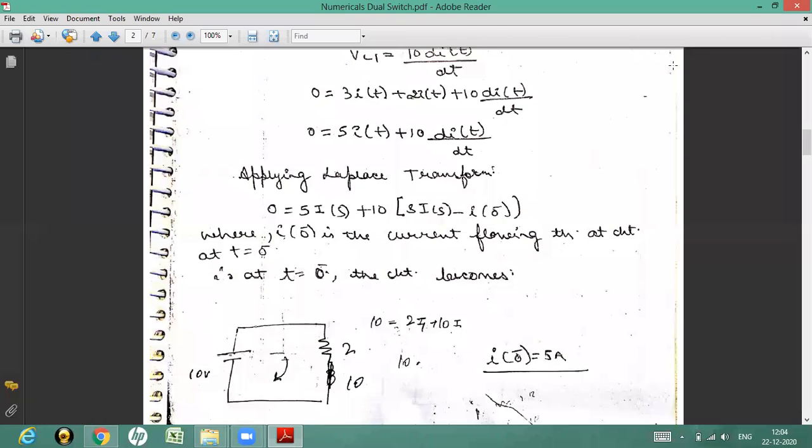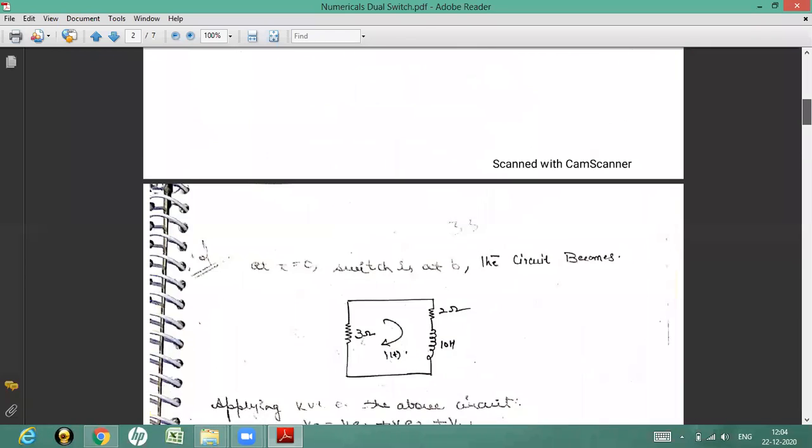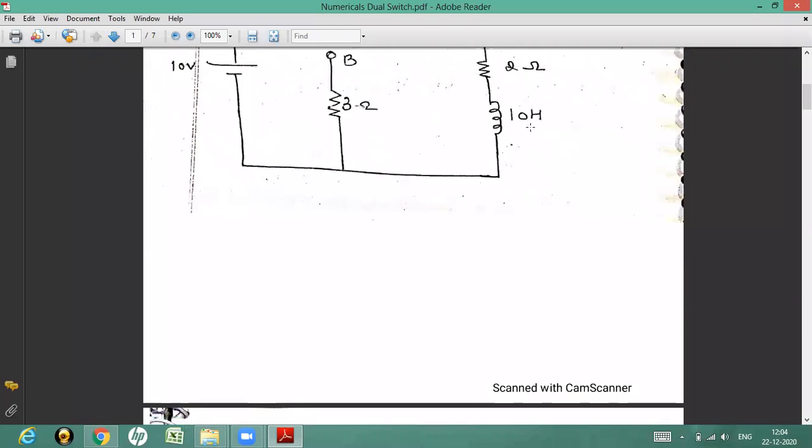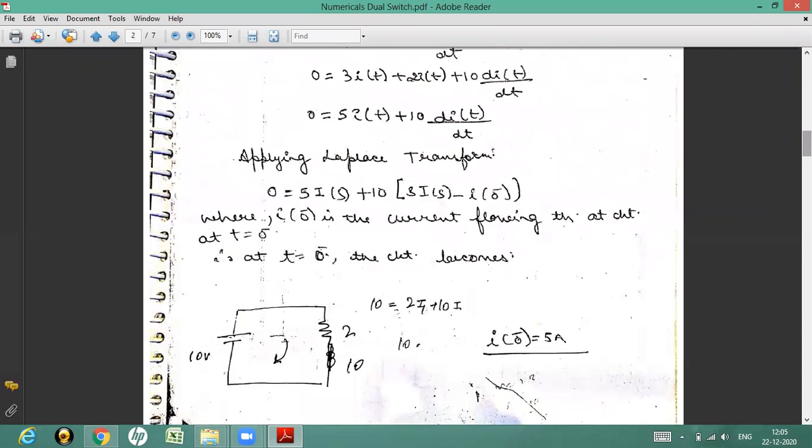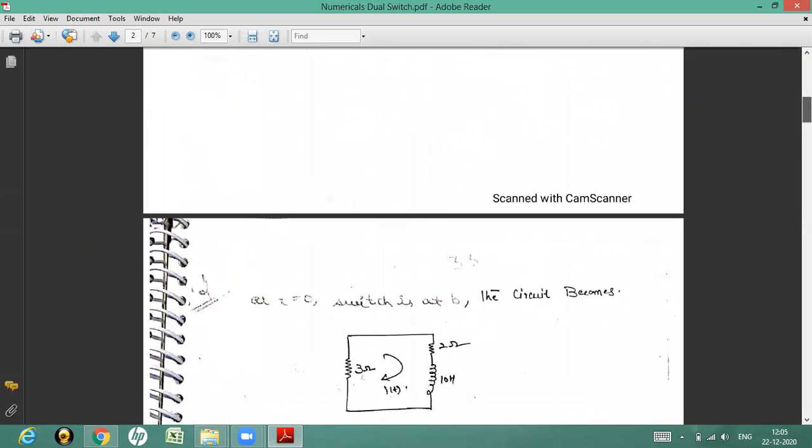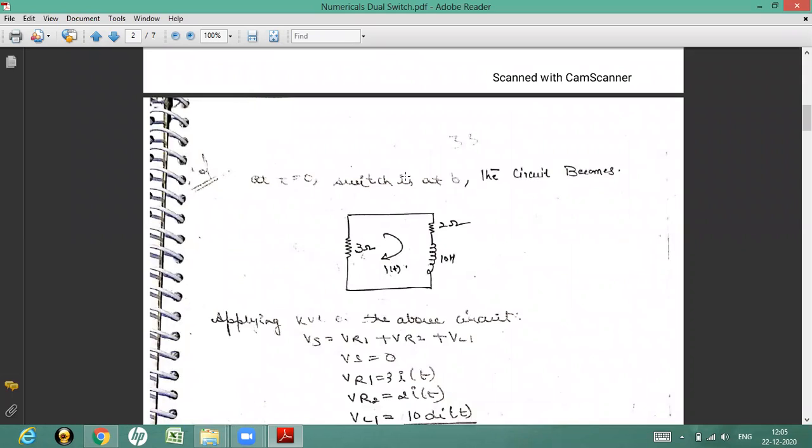10 di by dt. Yes sir. You see, here in case of an inductor, the voltage across the inductor will be given by the formula L di by dt. So you see in this numerical, the value of the inductor is 10. So it is 10 di by dt. In case of a resistor, the voltage will be V is equal to IR. So here we can use 3 into I into 2 into I.